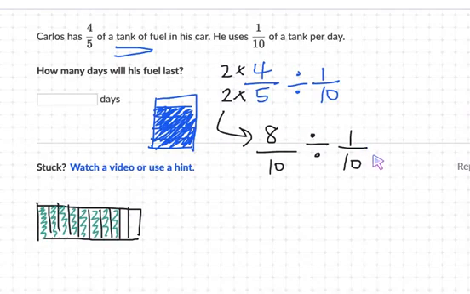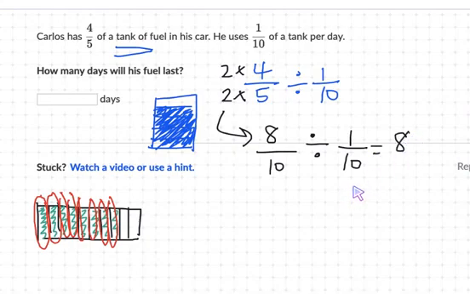Now I'm going to divide it into groups of 1/10. So I'm going to circle groups of 1/10. Here's 1/10. Here's another 1/10, 1/10, 1/10, 1/10, 1/10, 1/10, and 1/10. So there's 1, 2, 3, 4, 5, 6, 7, 8. 8/10 divided by 1/10 is 8. There's 8 groups of 1/10.